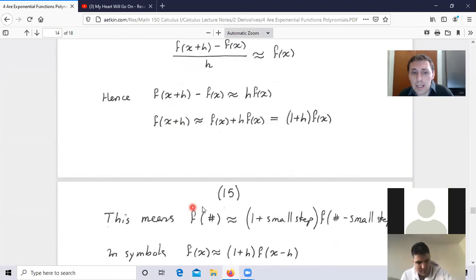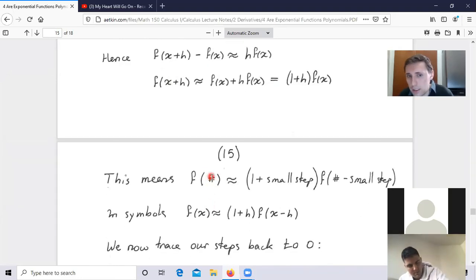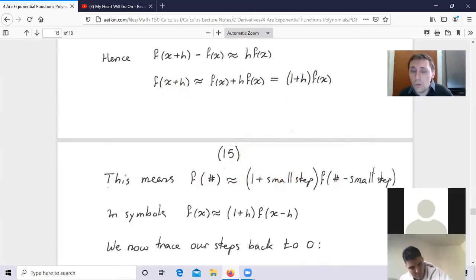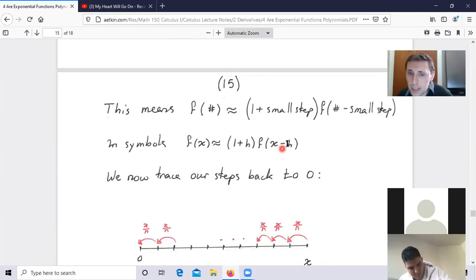So what this is saying is, here is how I view it. This is saying that the function evaluated at a number, do you see this? This is just a number, is one plus a small step. H is a small step, it's a small number, right? One plus a small number times F of this number minus that other small number, or minus a step. You see, I think of it as a step. And I can write it using different letters.